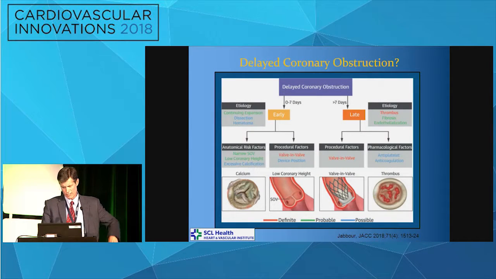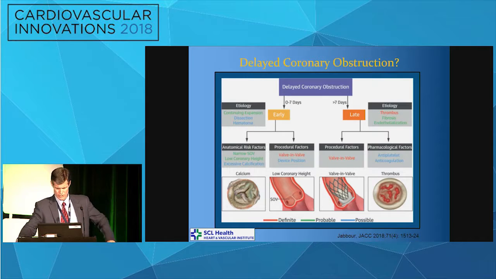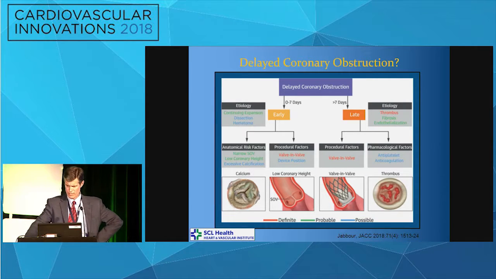So is this a case of delayed coronary obstruction? You know, there's a little bit of literature on this, and it's clearly a rare event. I think this is probably immediate coronary obstruction that we didn't recognize. And I think we either should have done an aortogram so we could see the left main, or frankly, a coronary angiogram to see the left main.